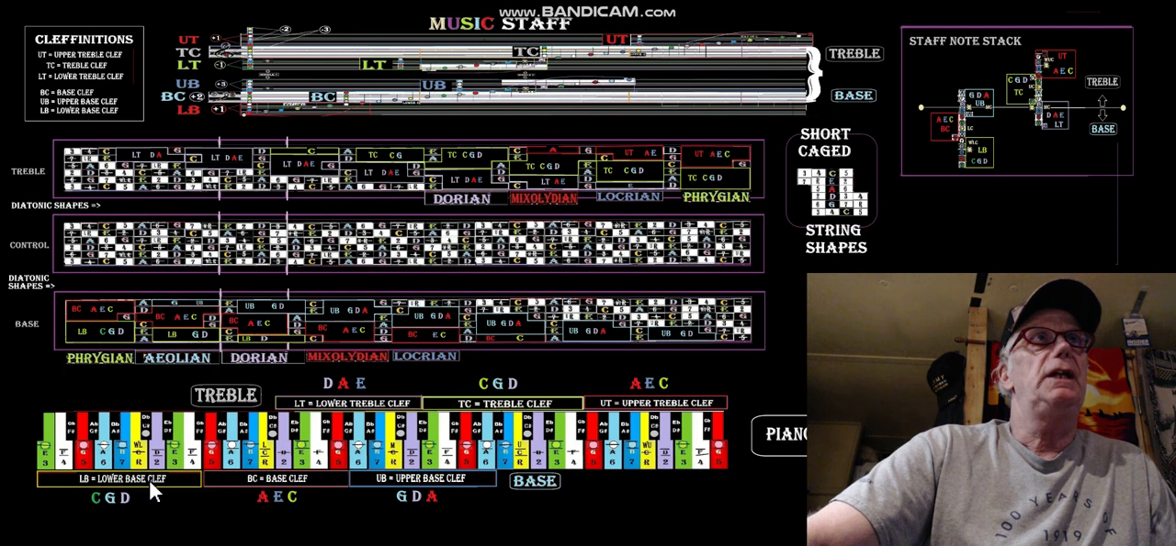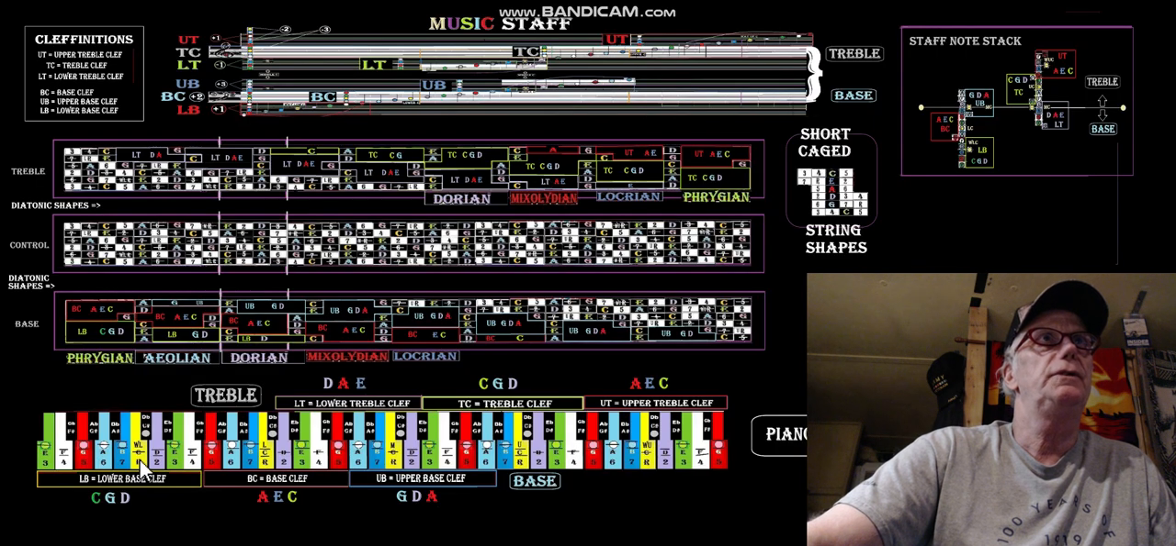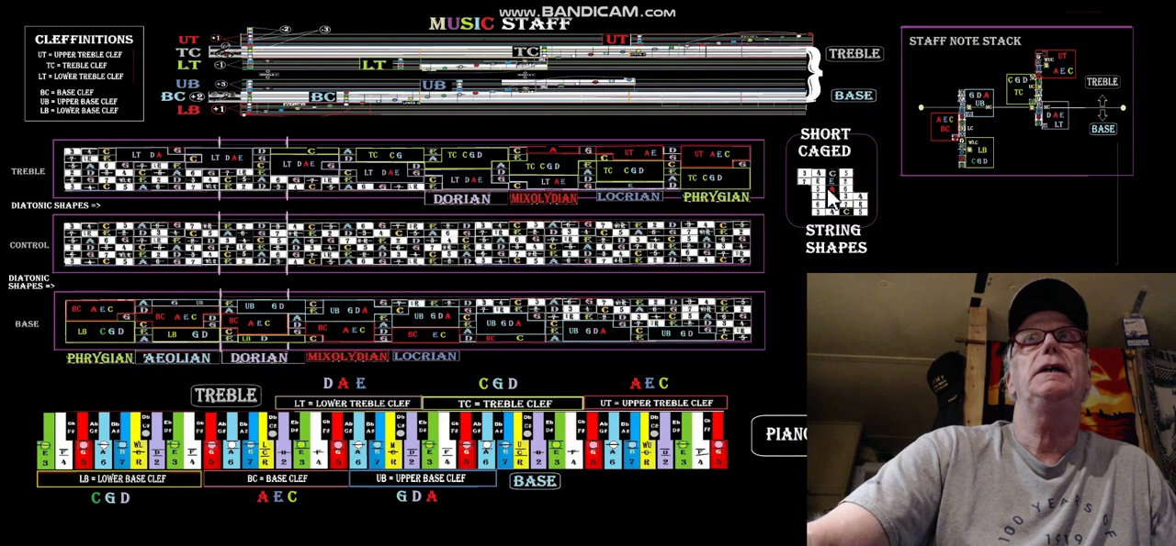Lower bass clef is going to be C, G, D. 3, 4, 5 is C. Okay, G, 6, 7 root. D is 2, 3, 4, as you can see over here. Bass clef, A, E, C. A is just 5, 6 now. E is 7 root 2. C is 3, 4, 5.